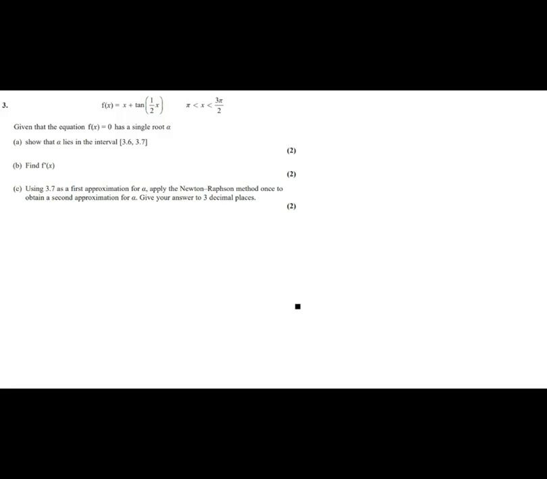Okay, now question C. Let's go to the next slide. It will make it easier. So using 3.7 as a first approximation for alpha, apply the Newton-Raphson method once to obtain a second approximation for alpha. So give your answer to 3 decimal places. So your x0 is given as 3.7, and apply Newton-Raphson method to obtain a second approximation.